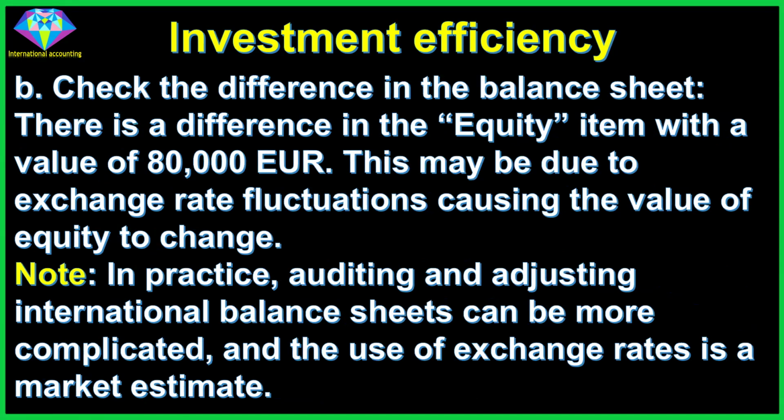B. Check the difference in the balance sheet. There is a difference in the equity item with a value of 80,000 euros. This may be due to exchange rate fluctuations causing the value of equity to change. Note, in practice, auditing and adjusting international balance sheets can be more complicated, and the use of exchange rates is a market estimate.